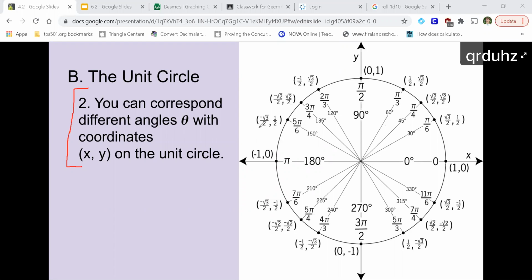What this unit circle does is it breaks down, at different angles, where that line or that angle would intersect the unit circle. So at 30 degrees, this intersects the unit circle at square root of 3 over 2 for the x value and 1 over 2 for the y value.